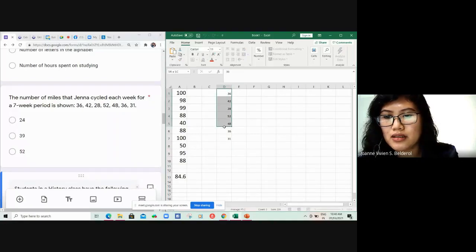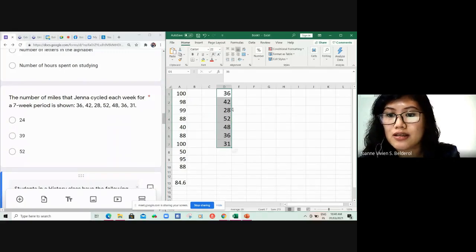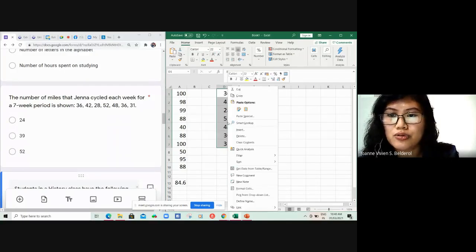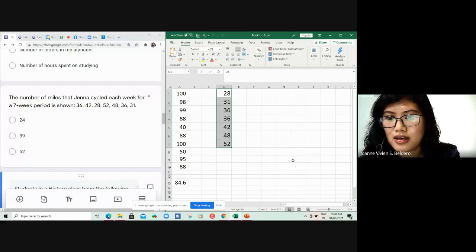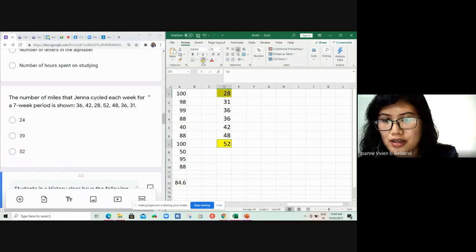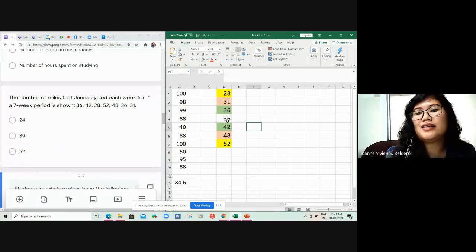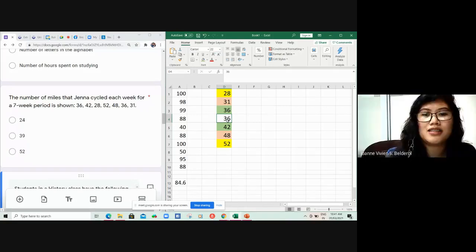To compute the median, you have to remember that you need to sort it first from lowest to highest, so sort smallest to largest. And then you look for the middle value. So pair them up, and the one without a pair would be the median. So what's your median for this data set? 36. True.